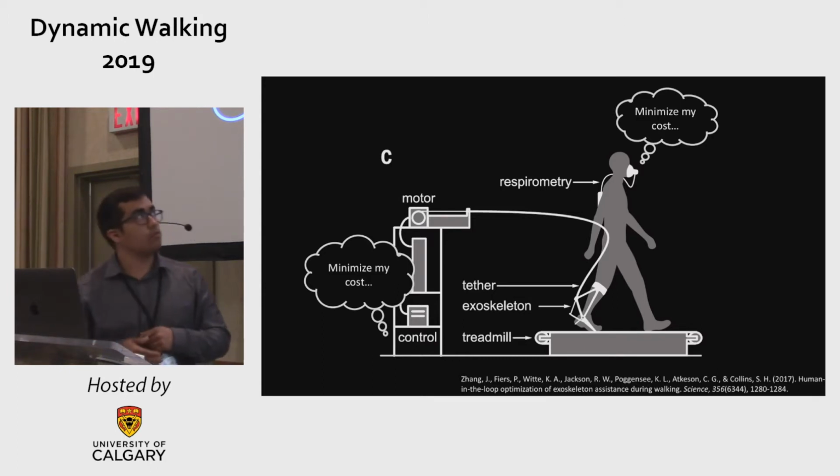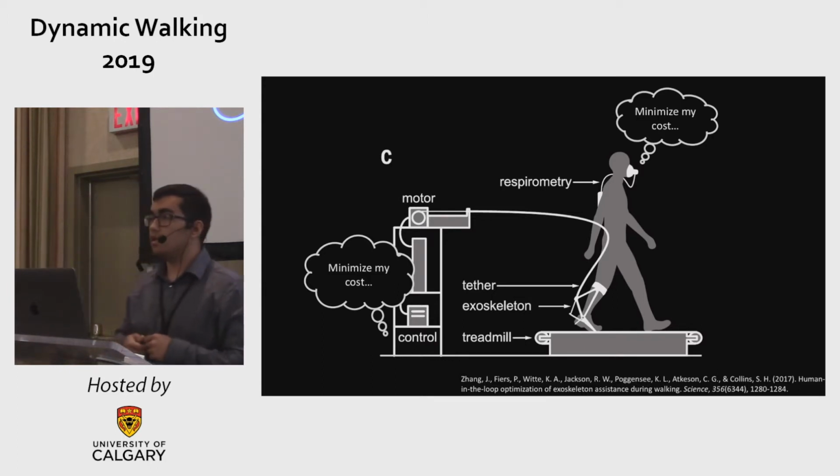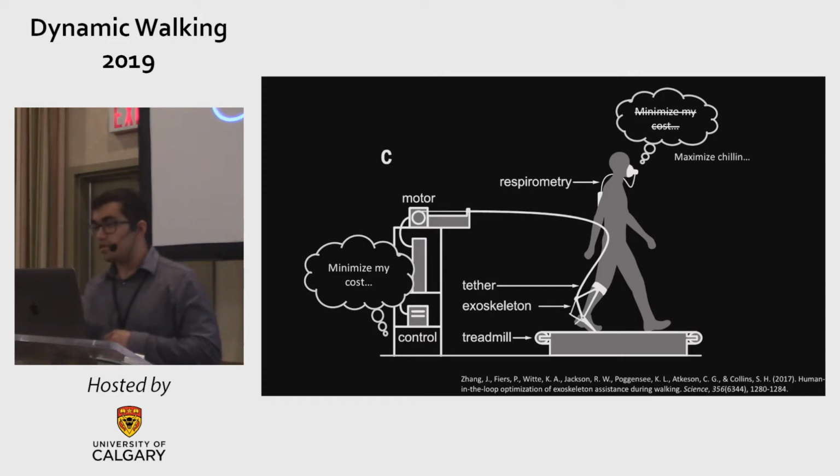And there's a lot of debate on what this cost function should be, but I think from last night's discussion, we've agreed upon that humans are trying to maximize chilling instead of minimizing costs.